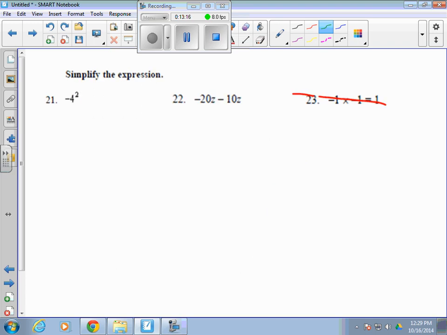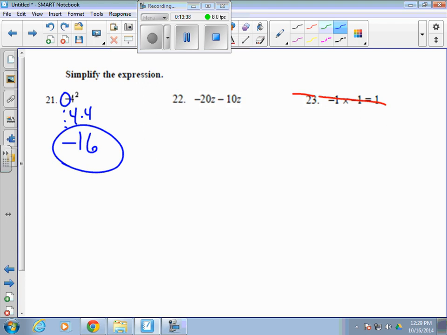Number 21 says negative 4 squared. Notice it doesn't say negative 4 in parentheses squared. If it did, then you would do negative 4 times negative 4 and you'd get a positive 16. It doesn't say that. You do 4 times 4. You only square what's being raised to the second power. That gives you 16, but you can't forget that the negative comes down in front of it. It's going to make it negative 16.